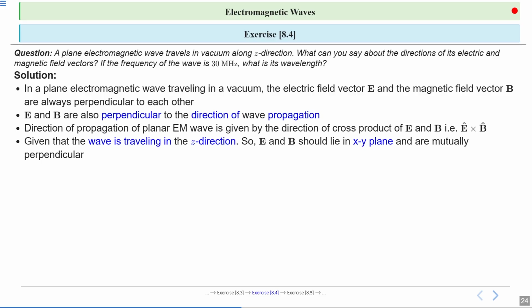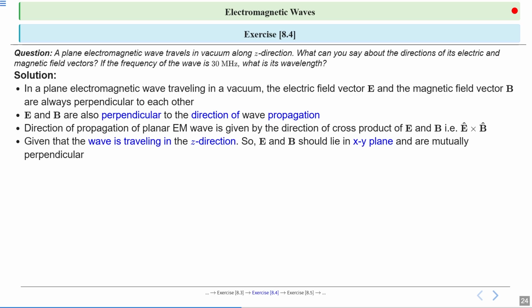So if wave is traveling in z direction, E and B, electric field and magnetic field, should lie in xy plane and are mutually perpendicular to each other. Okay, so it is not necessary that electric field should be along the x-axis and magnetic field along the y-axis. They can be in any direction in xy plane, but they are mutually perpendicular to each other.